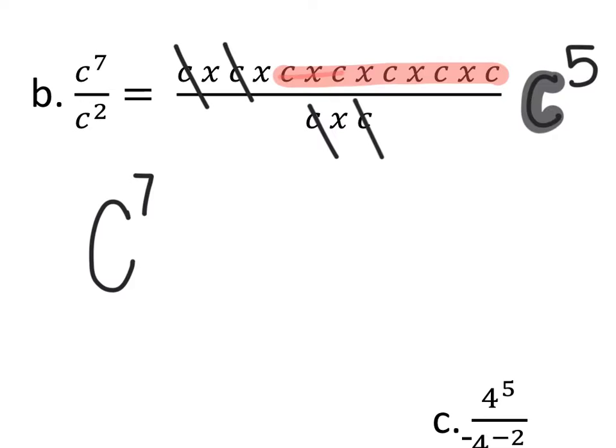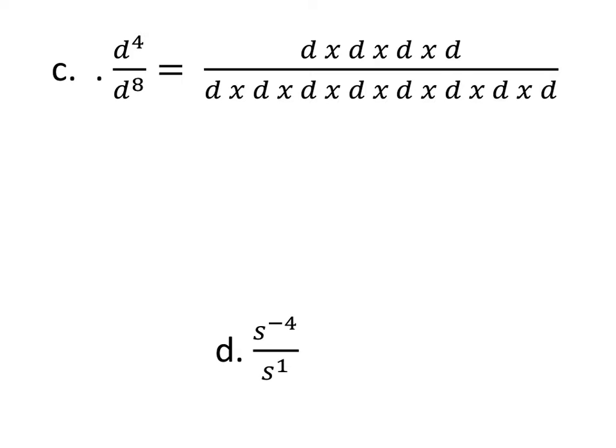C to the 7 minus 2 power equals c, 7 minus 2 gives us 5. So either way, you will still end up with the same answer. Okay? Example C, we have d to the 4th divided by d to the 8th. I've expanded it already for you.